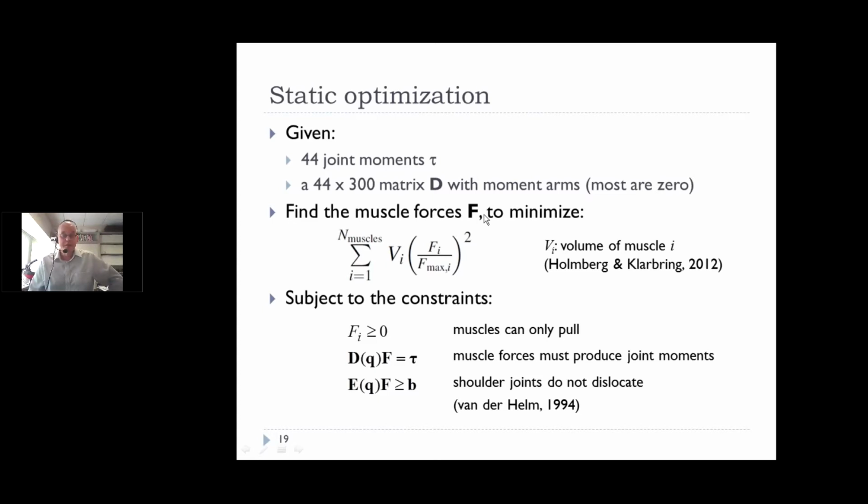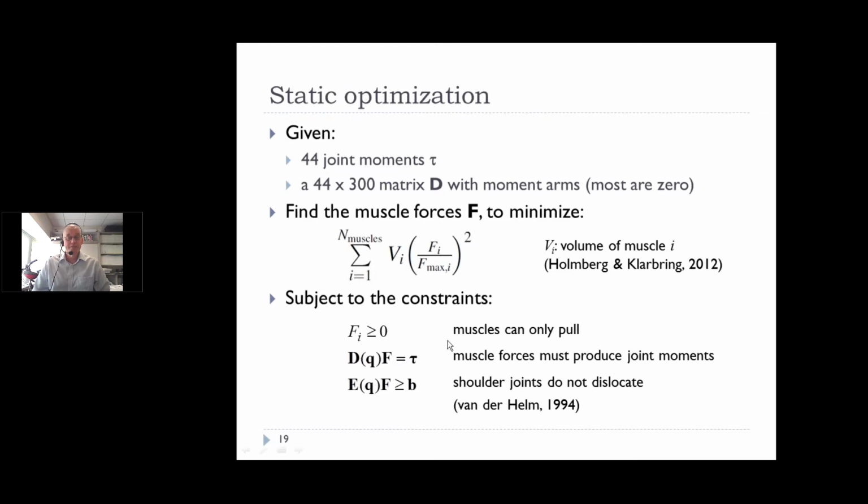Then the static optimization problem is to find the muscle forces that minimize this particular cost function. We take the sum of the squares of the relative muscle forces. Each muscle force is divided by the maximum strength of that muscle, multiplied by the volume, and then added up over all muscles. And that accomplishes the load sharing.